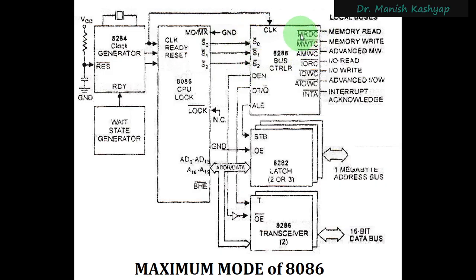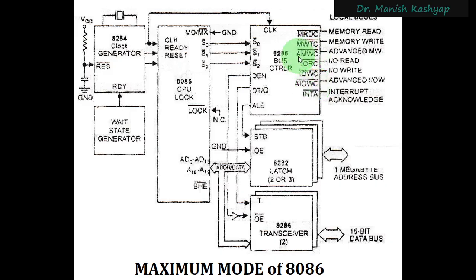MRDC means M for memory, RD for read, and C for command: memory read command. Similarly, MWTC is called the memory write command. All of these are active low signals. So memory read command, memory write command. Then you have the advanced memory write command, and correspondingly the advanced input output write command. These two are similar signals: advanced memory write command and advanced input output write command.